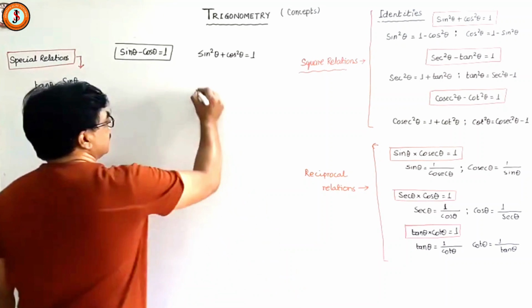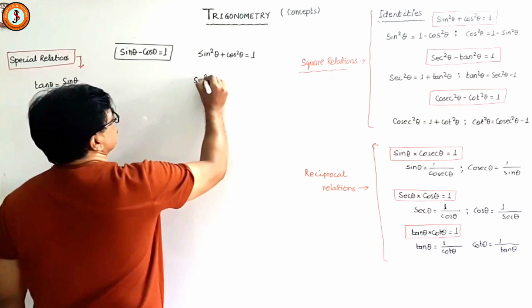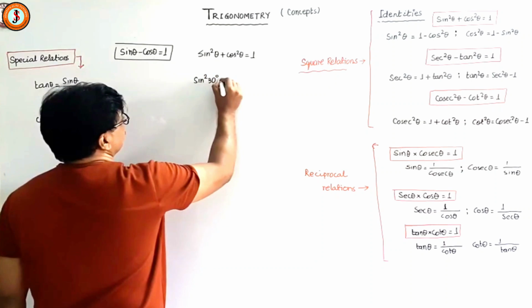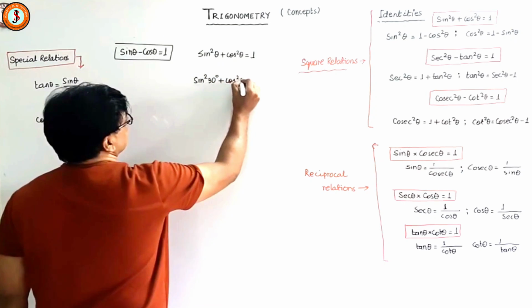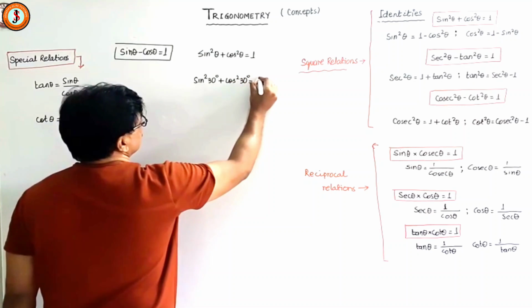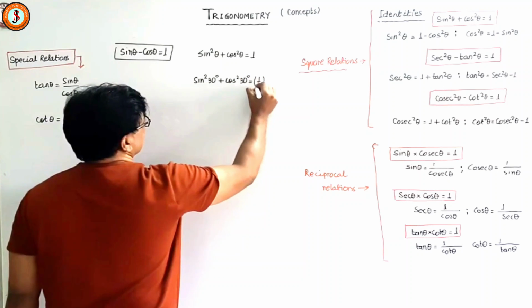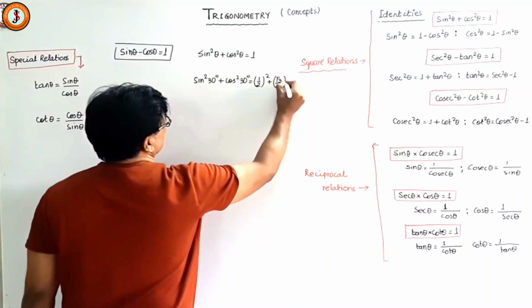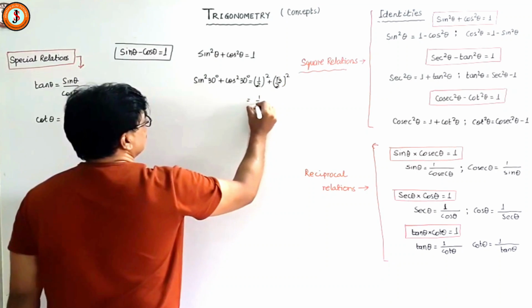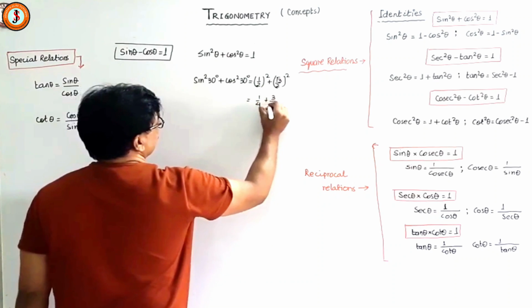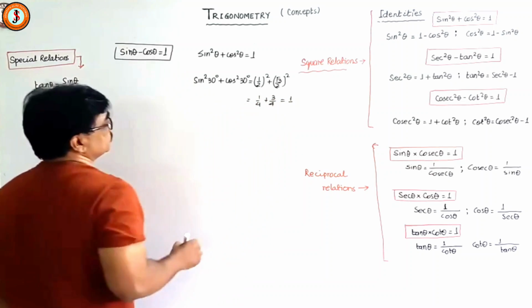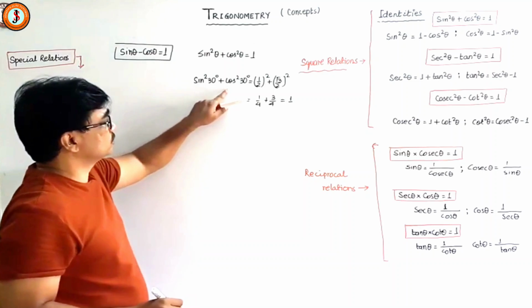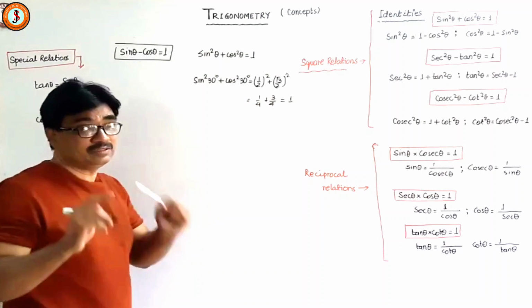Now if I take theta as 30, so sine square 30 plus cos square 30. Now sine square 30 is 1 by 2 the whole square. Cos square 30 will be root 3 by 2 the whole square. Now what happens? 1 by 4 plus 3 by 4 is equal to 1. So sine square theta plus cos square theta is equal to 1. For 30 degrees it is true.